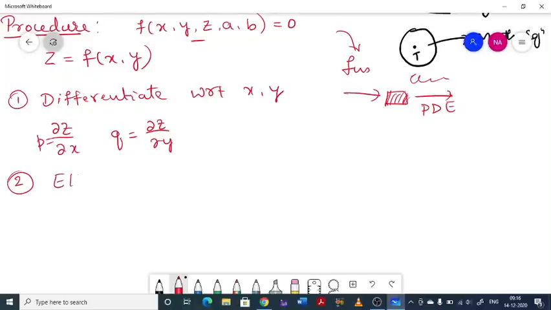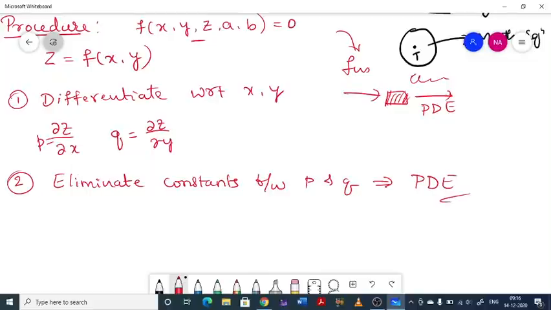Next, eliminate constants. Eliminating constants between P and Q, we get the PDE. That gives you the required partial differential equation. So this is the procedure to get a partial differential equation from the given equation. So this method is called formation of partial differential equation by eliminating arbitrary constants.